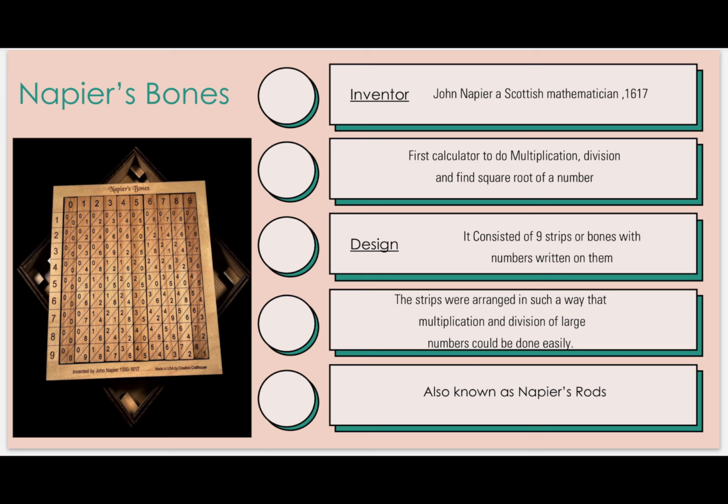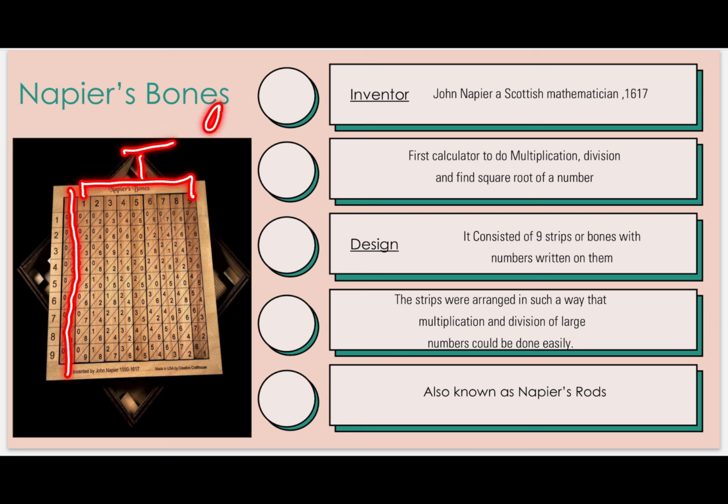How many strips are there? There are 9 strips. In the exam they may ask you how many strips are there in Napier's bones. It is 9. Some students will get confused, sir, there are 10 strips, so why are we saying 9 strips? See, basically the 0 strip is not considered. We consider from 1 to 9.